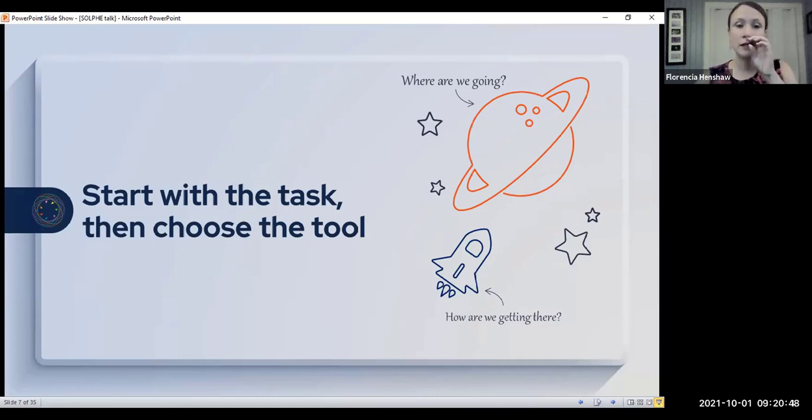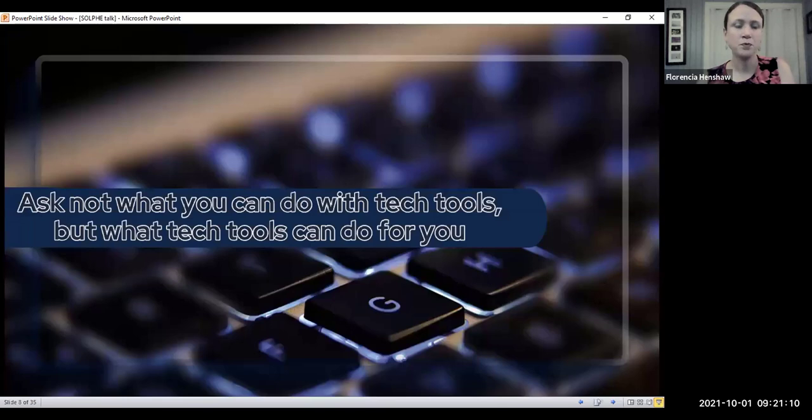And so instead of starting with, oh, what a cool tool, I want to use it, and then you design a task around it, to me, we're going about it the wrong way, right? We should be starting with what we're trying to do, and then we figure out the best way, and that best way is subjective, right, to get there. So to put it in another way, ask not what you can do with the tech tools, but what tech tools can do for you.